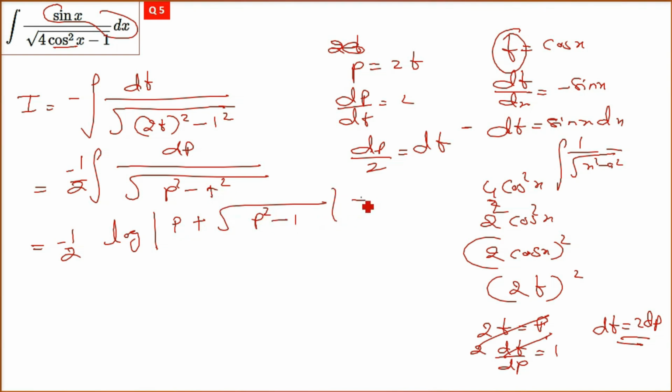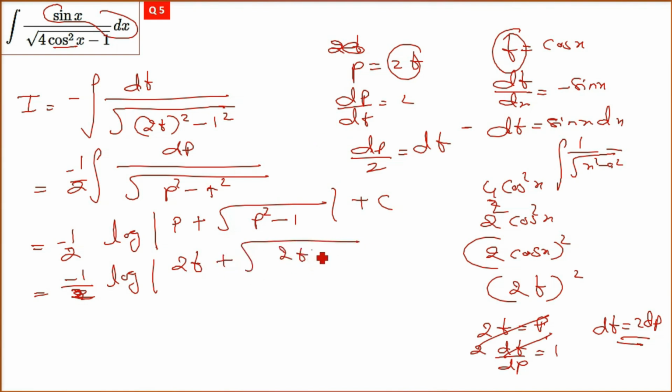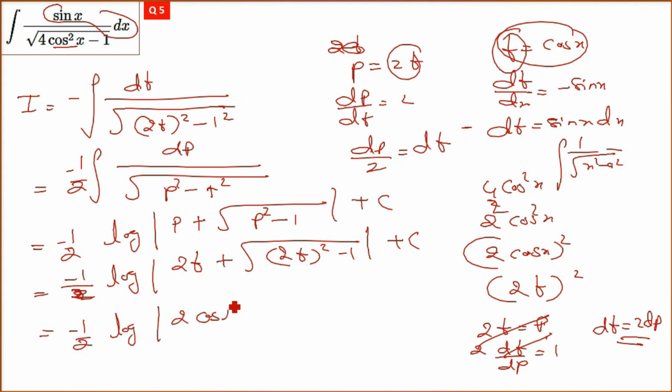Now this p was taken as 2t, and remember, t was cos x. So actually p is equal to 2 cos x. Negative half is already there outside. Log 2t plus under root 2t square minus 1, plus constant of integration. Now t has to be replaced by cos x because there are two replacements here. Minus half log 2 cos x plus under root 2t square; 2 is 4, t will be cos, so 4 cos square x minus 1 will come.